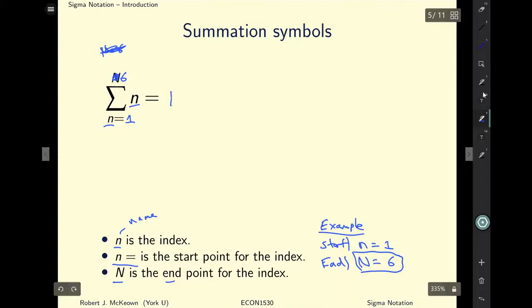So I've got 1, my initial value. Then after 1, I plug a 2 into the n. Then n is equal to 3. I'm just counting up the whole numbers. n is equal to 4, plus 4, plus 5, plus 6. And that's going to be equal to, what, 21.